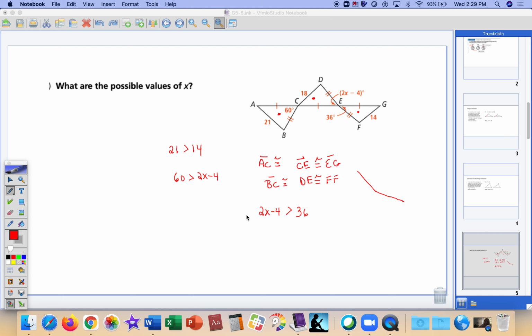Okay, so we could really put this in one number sentence. We could say that 36 is less than 2x minus 4, which is less than 60, and we can solve that. If we add 4 to both sides of the inequality, we get 40 is less than 2x, which is less than 64, and if we divide everything by 2, we get 20 is less than x, which is less than 32. So those are the possible values of x.